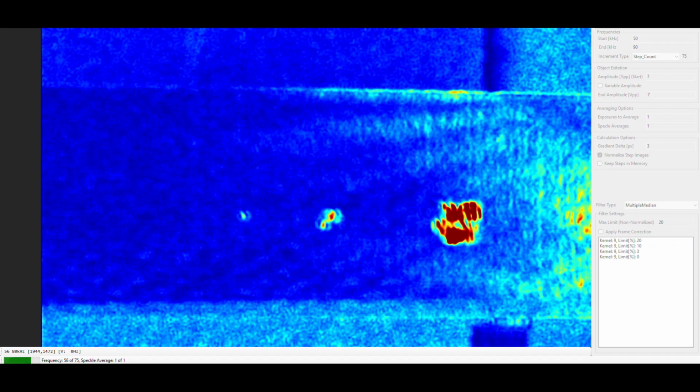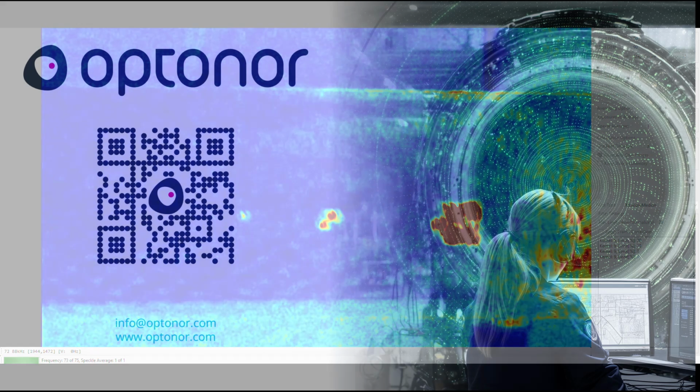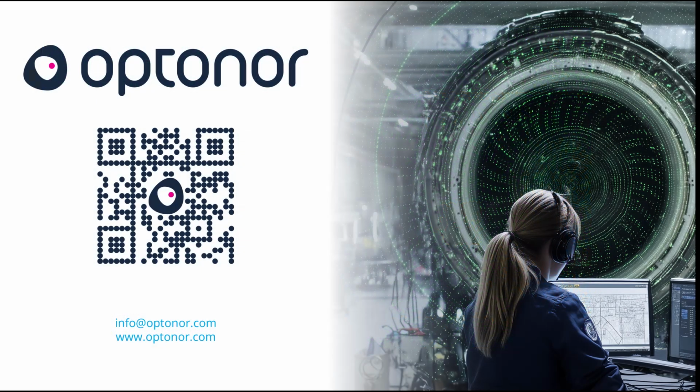To increase the sensitivity to smaller defects like this, we can both increase the amplitude of the excitation and also run repeated scans. But in this case, this isn't needed as it shows up quite clearly in the initial damage detection scan. Oh, and in case you wondered, Optonor won that benchmark test.